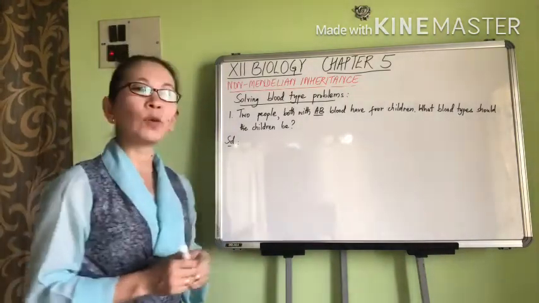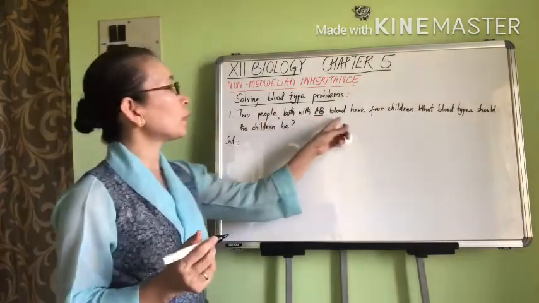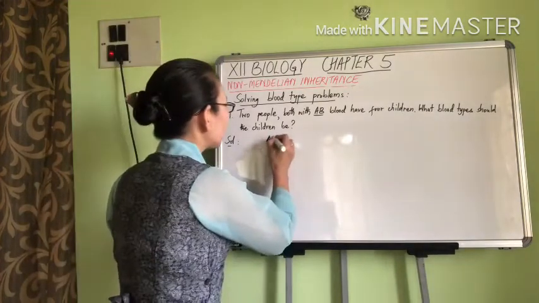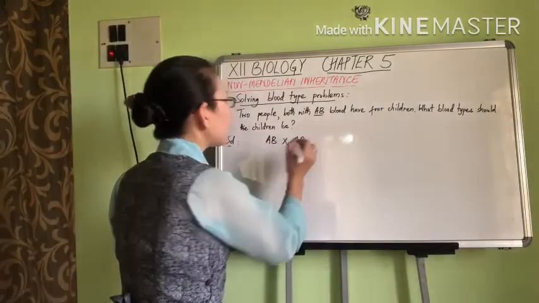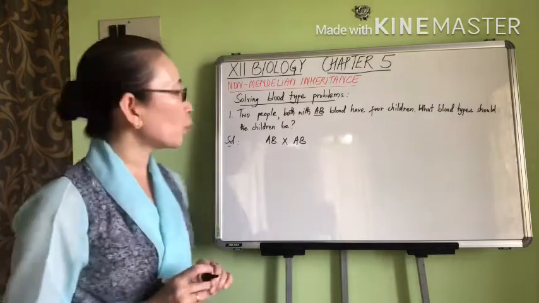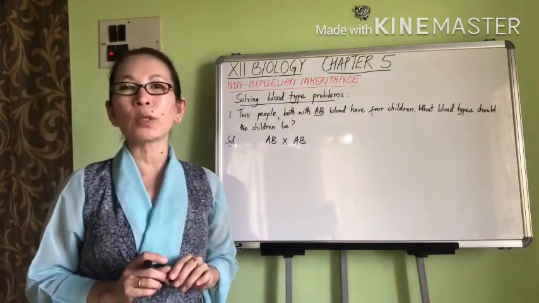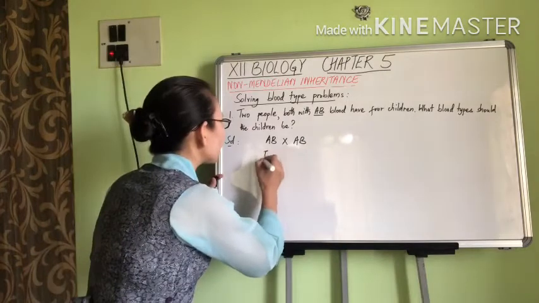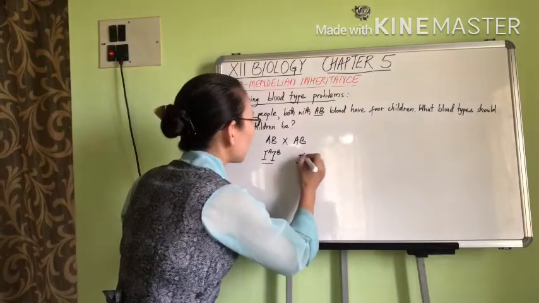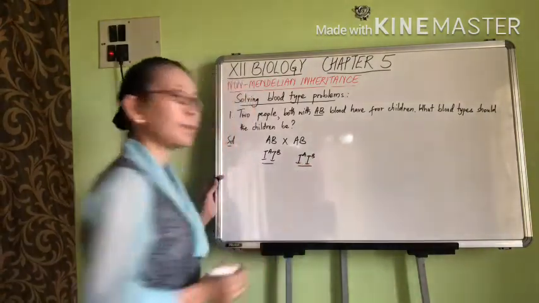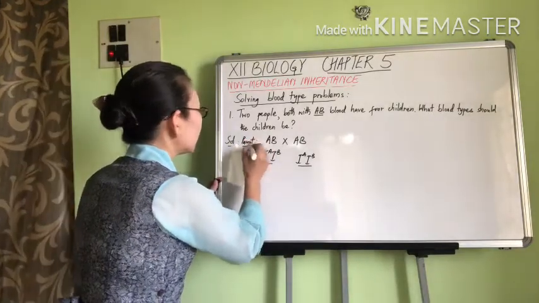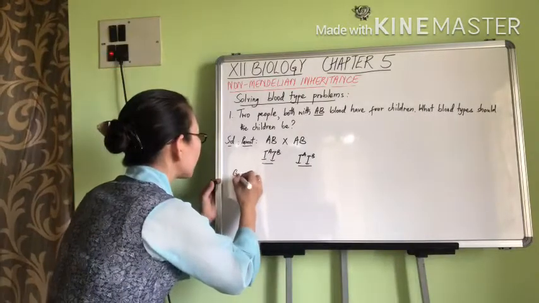To work it out, let's start with the parents. In the given question, both of the parents have AB blood. Now we need to write the genotype. For AB, there is no confusion because AB individuals have only one genotype. So it's going to be heterozygous IA IB for this AB parent, as well as IA IB for this parent. Then we can show this as the parental generation. Now you can show the gametes.